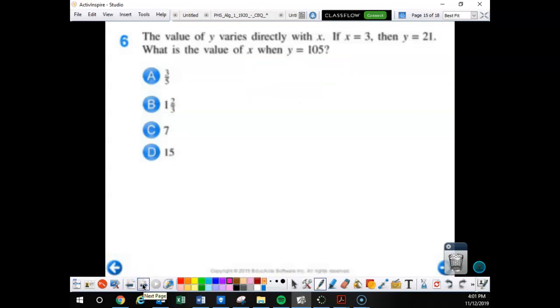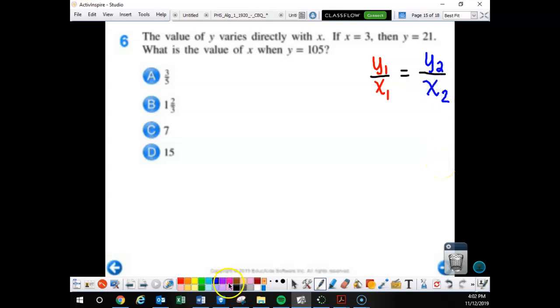Number 6. The value of y varies directly with x. If x is equal to 3, then y is equal to 21. What is the value of x when y is equal to 105? All right, so this one is whenever we set up our proportion of y1 over x1 and y2 over x2.